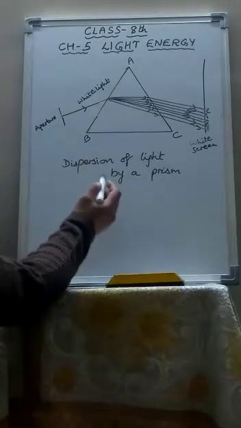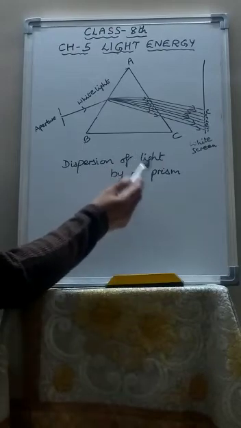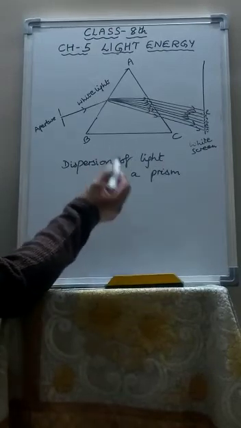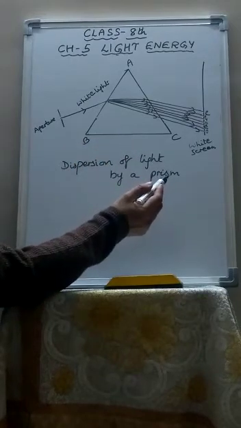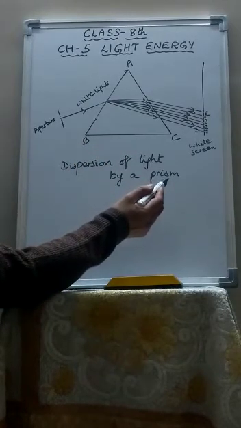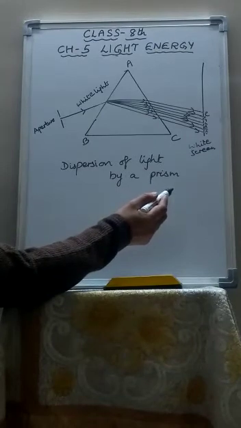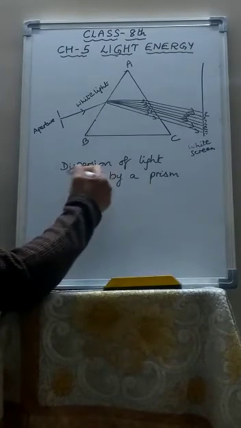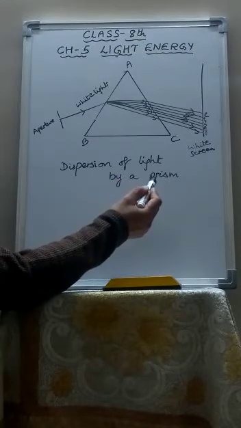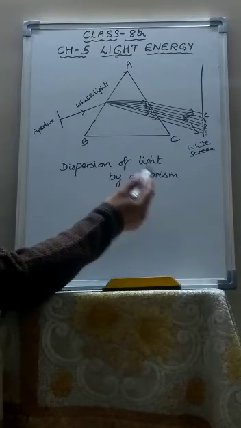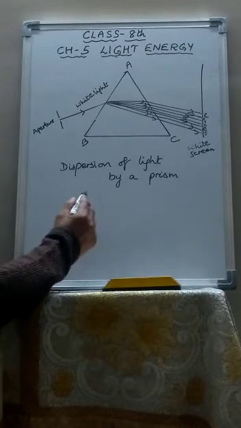Now children, next is dispersion of white light by a prism. You know the white light is composed of 7 colors. You have seen the rainbow, 7 colors. How is a rainbow formed? Rainbow is formed due to refraction of light, and the phenomenon of the formation of colors by a prism is called dispersion.